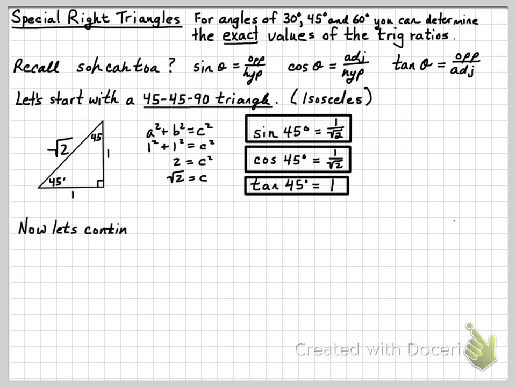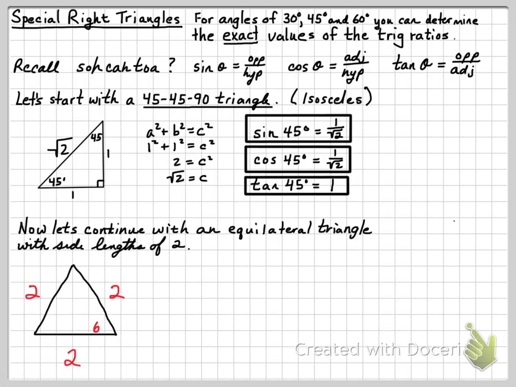of 45 degree angles. Let's continue with an equilateral triangle with side lengths of 2. Now when you notice this, you have an equilateral triangle. All the angles are 60 degrees, and all the side lengths are 2 units long. But what we're going to do is cut this in half and throw half of this triangle away. That's going to create a 60, 30, 90 degree triangle, which is what we want to work with.